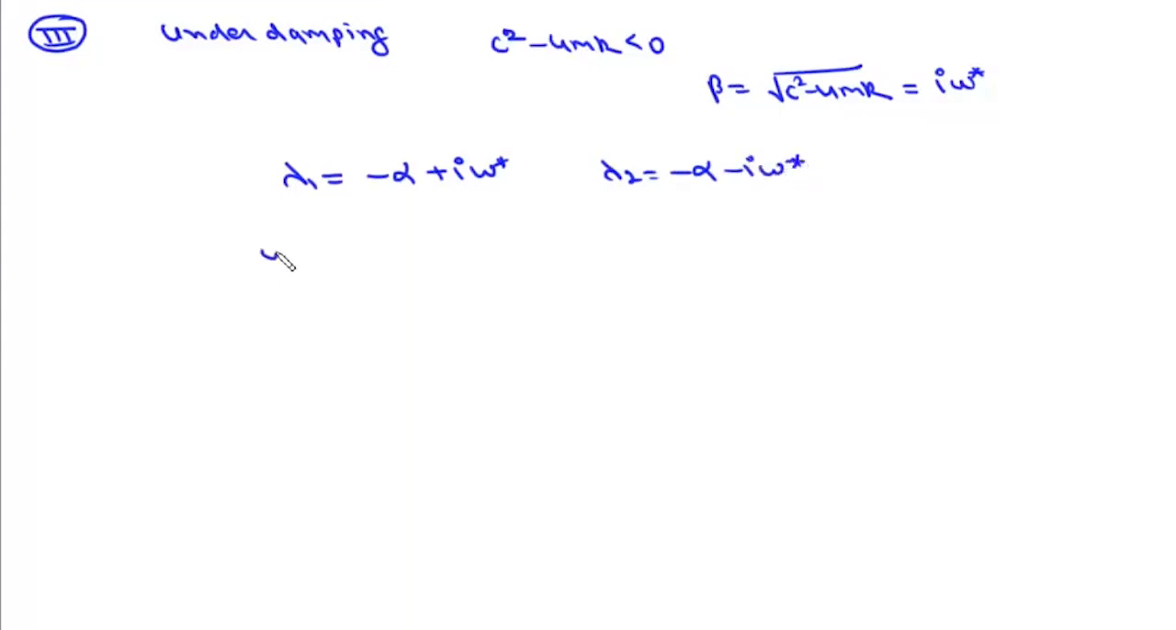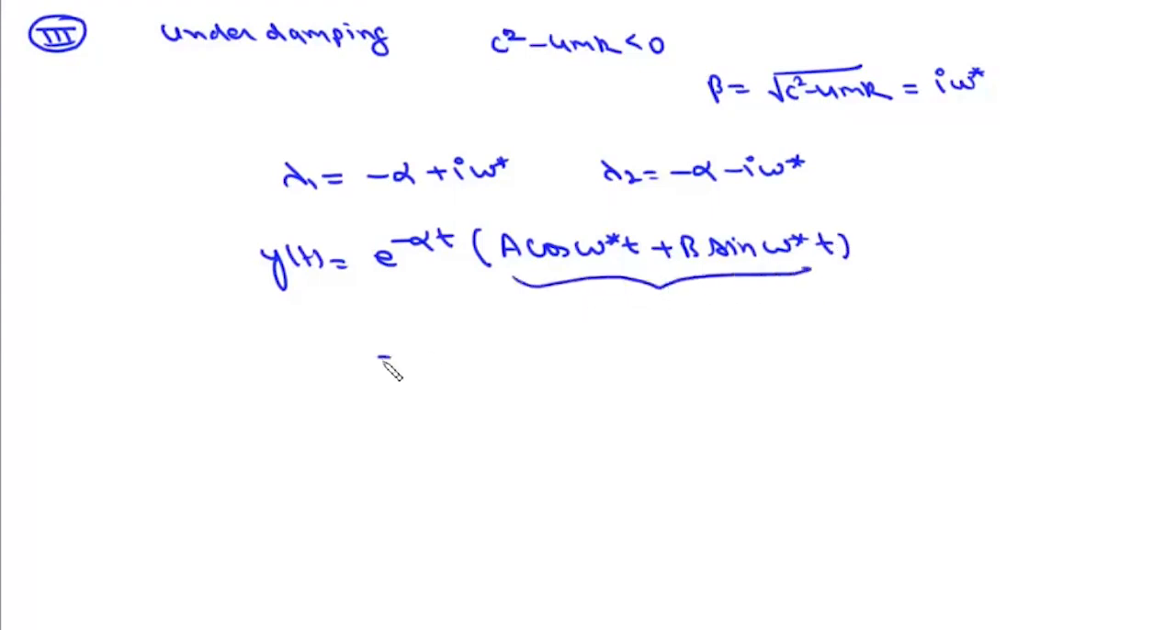Now we can write its general solution as y(t) equals e to the power minus alpha t into (a cos omega star t plus b sine omega star t), and we can also write this as e to the power minus alpha t into a naught cos(omega star t minus delta), which we have discussed in the previous example.